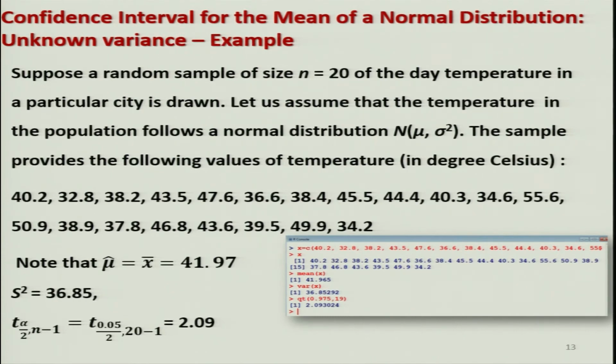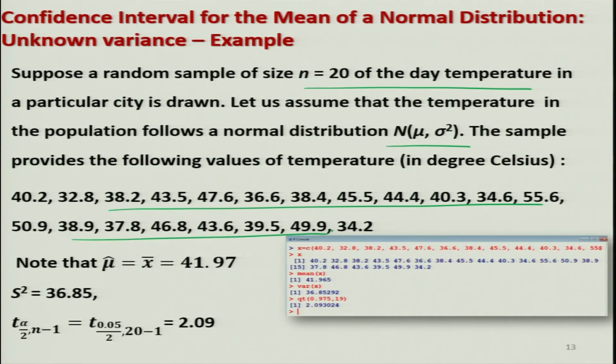Now, let me take an example and compute these confidence intervals manually and in the R software also. I am going to take the same example which I considered in the last lecture. The only difference is that there I assumed sigma square to be 36, but in this case I am assuming sigma square is unknown and we are going to estimate it on the basis of the given sample. So, we had 20 values of the day temperature in a particular city, assumed to follow a normal mu sigma square distribution, and these are the sample values in degrees Celsius that we had obtained.